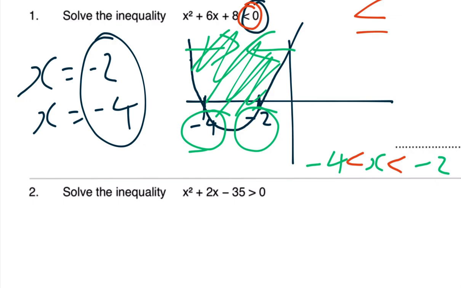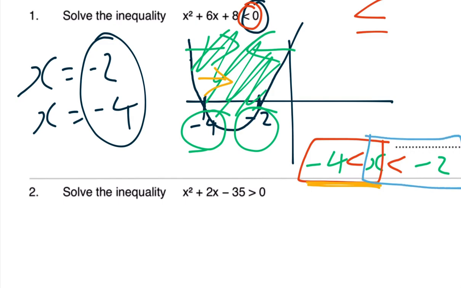So what you're saying is, okay, if I read it this way, x is greater than minus 4, so it's greater than minus 4, but x is less than minus 2. So there's less than minus 2, and that's why the solutions are between this. Okay, so that's what happens when you have a less than sign.